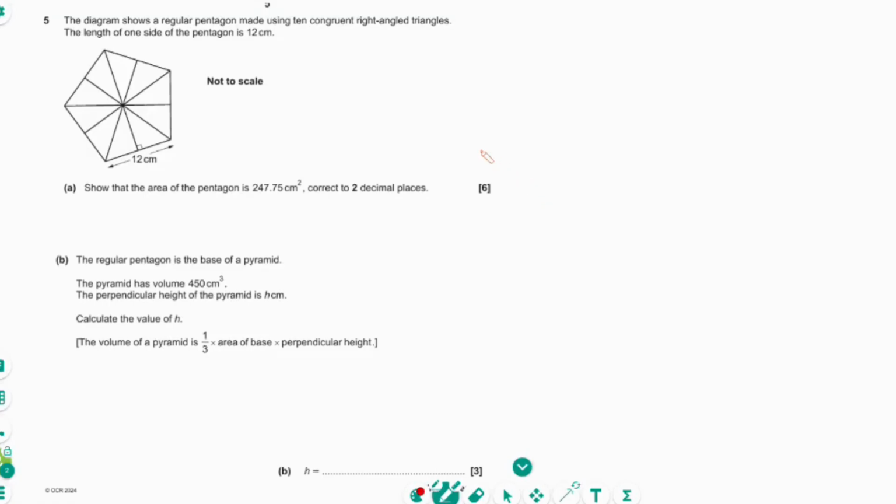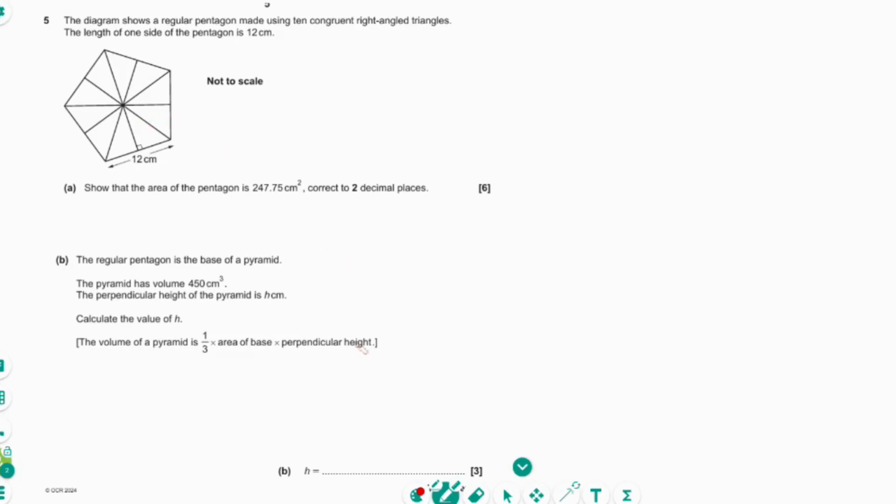The diagram shows a regular pentagon made using 10 congruent right angle triangles. Congruent means they're exactly the same size. The length of one side of the pentagon is 12 centimetres. Show that the area of the pentagon is 247.75 centimetres squared, correct to 2 decimal places.